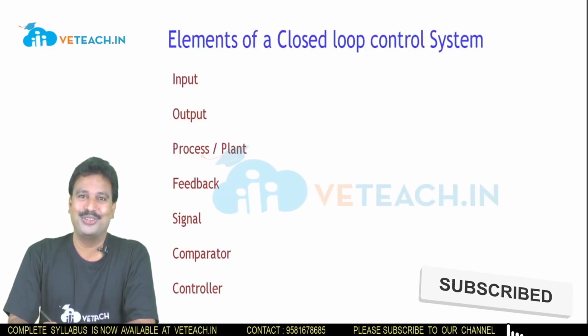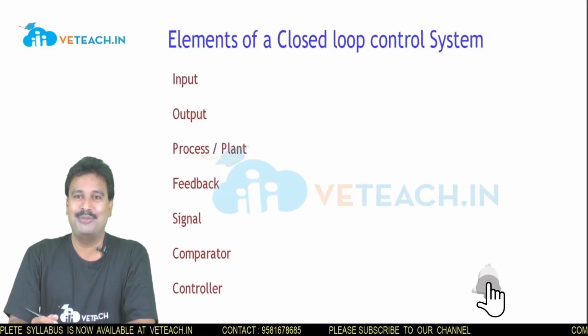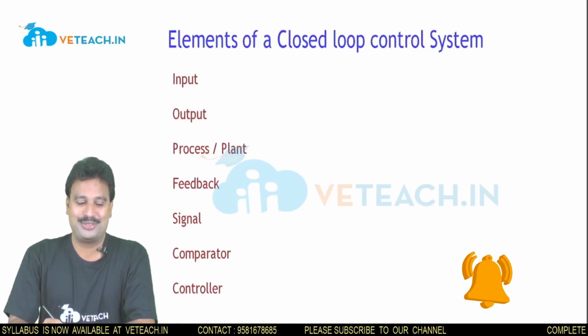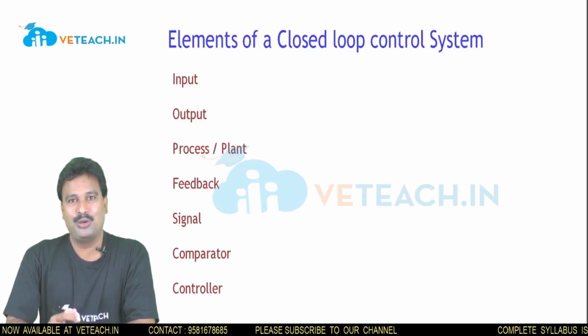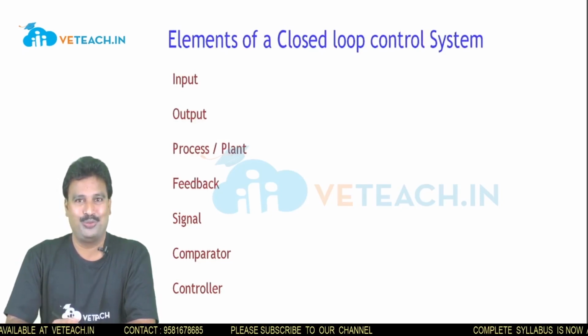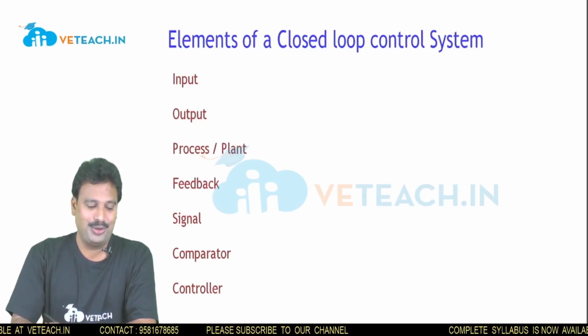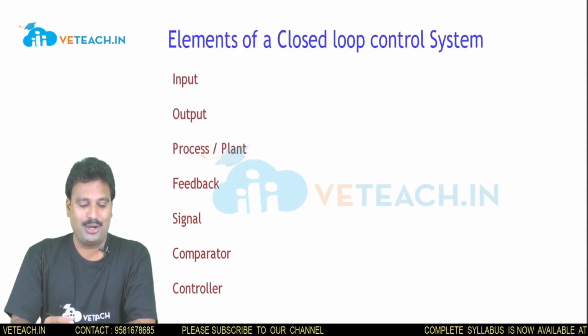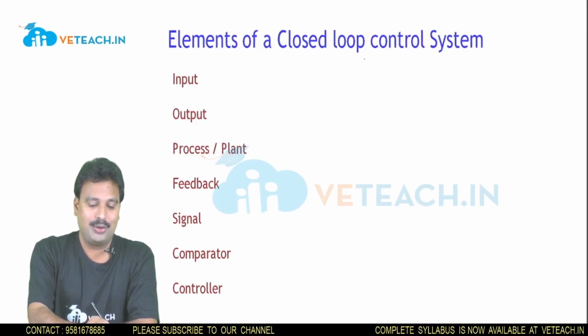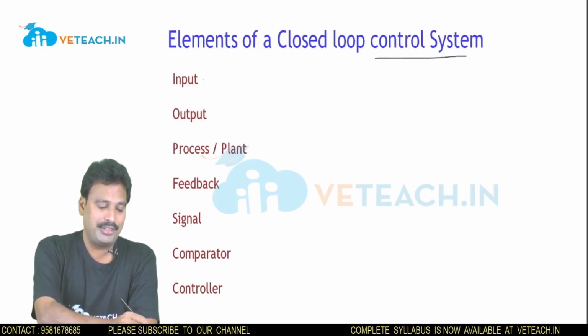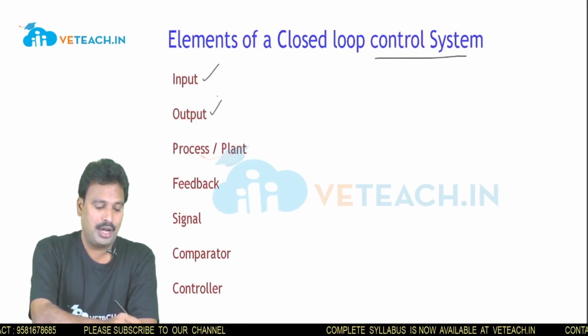In this video, I would like to explain elements of a closed loop control system. In the previous video, I explained the differences between open loop control system and a closed loop control system. In this video, we are going to know what are the components of a closed loop system, or simply a control system. So the elements are input, output.